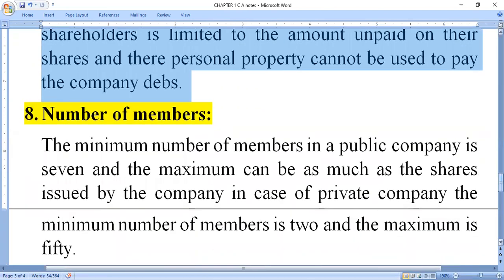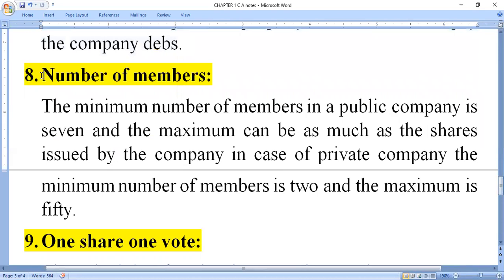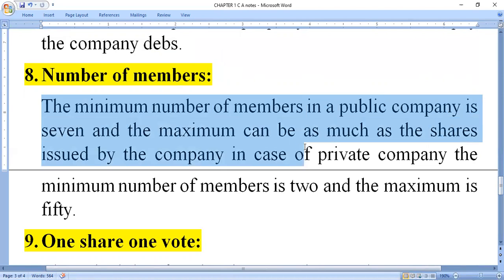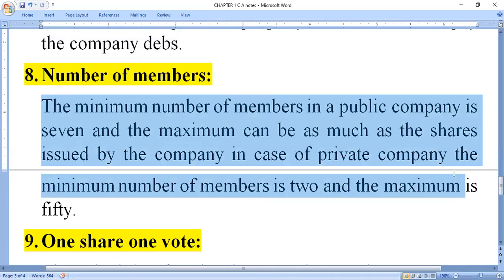And next we are moving on to the number of members, which is also another characteristic feature of the joint stock company. Here, there are two types of company. The first one is the public company and the second one is the private company. In the public company, the minimum number of members is 7 and the maximum is unlimited. In the private company, the minimum number of members is 2 and the maximum is 50. So this is also another characteristic feature of the joint stock company.